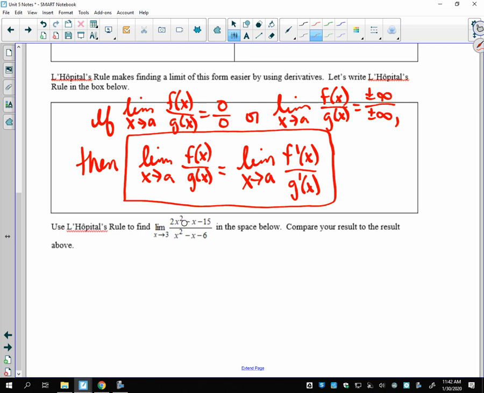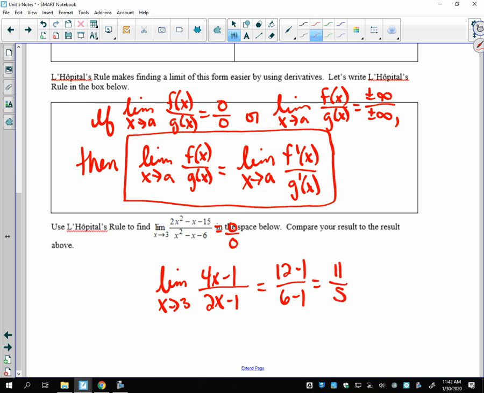So we already did this one. This is the same one up there. We already know that we got 0 over 0. So I can use L'Hôpital's rule, and I can say the limit as x approaches 3 is going to equal the derivative of the top, which is just 4x minus 1, over the derivative of the bottom, which is 2x minus 1, and then I can do direct substitution, and I would get 12 minus 1 over 6 minus 1. Oh my gosh, I still get 11/5.